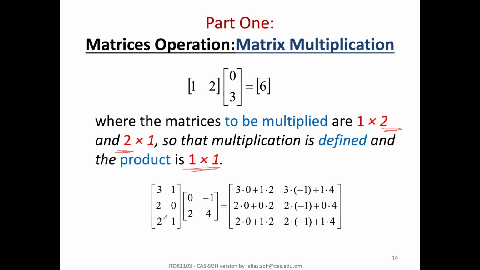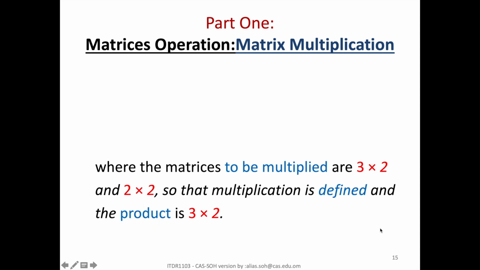All right. Another example: we have the first matrix of 3 by 2 and the second one is 2 by 2. What we usually do is take the first row, multiply by the first column, and get the first entry. Then we take the first row, multiply by the second column, and then we get the second entry, and we do the same for the rest. So here are the results of the multiplication.